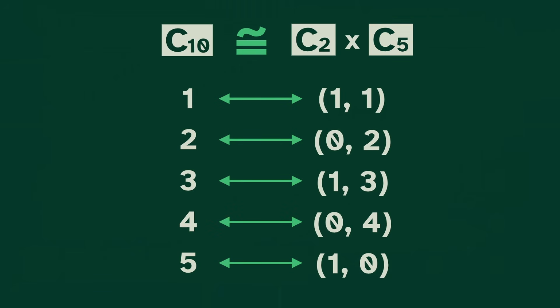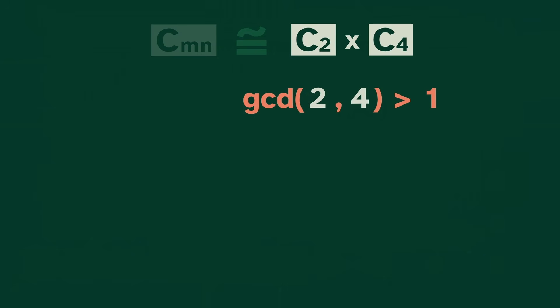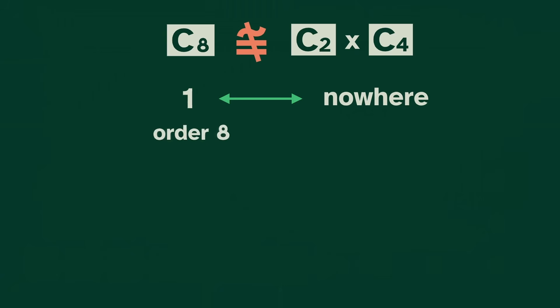Yeah, and we used 2 and 5 in this example, but the map would work for any coprime numbers. If they have no common divisor, the cycles combine. But if there is a common divisor, like with 2 and 4, then Houston, we have an issue. Where could we map 1? Nowhere. It has order 8, but C2 times C4 doesn't have any elements of order 8.